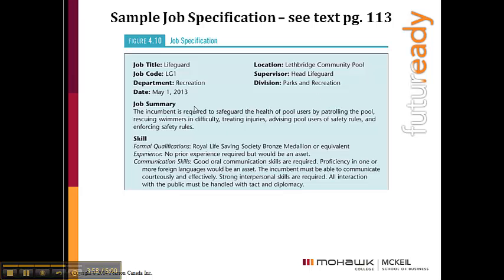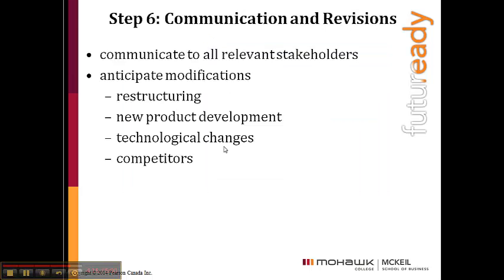So these kinds of things would all be set out in a job specification, and this little example here gives you an idea of what one would look like for a lifeguard. And again, you can get the full one in your textbook, but it normally starts off with a job summary, and it would tell you anything about the skills required for the job, the effort, responsibility, and even working conditions involved. But you can get the rest of the specification sample in your text.